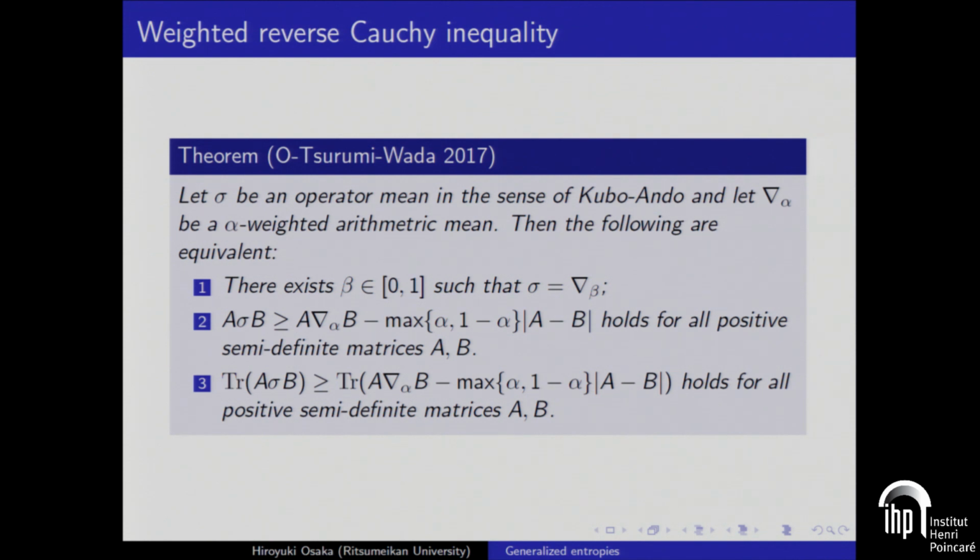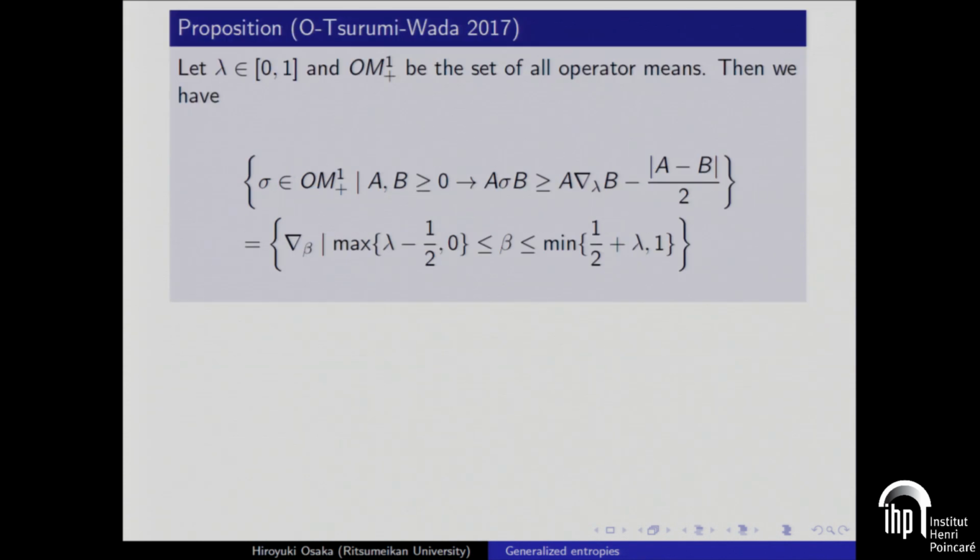This is the answer. In some sense, this is a beautiful characterization of this inequality. And the next question: what is the range of beta? Okay, there exists beta, but how many exist? So that is the answer like this one. Range is like this one. Beta is maximum like this one and this one. This is the answer.